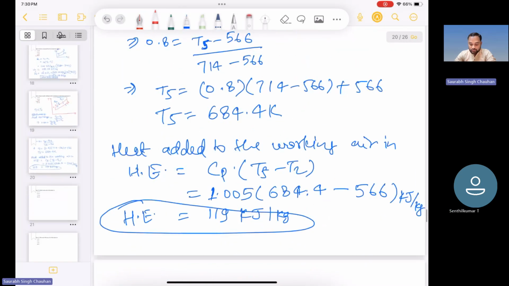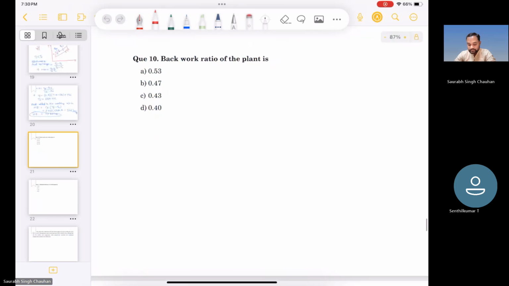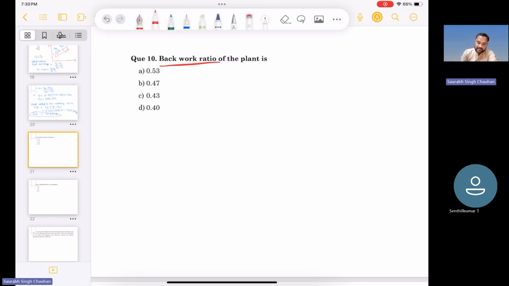Yes, sir. So we move to question number 10. Back work ratio. So you know the work ratio, but it is back work ratio. You know what is back work ratio? Yes, sir. Work on turbine divided by work on compressor. Yeah, it is just the opposite of whatever you are saying. So it is work input to the compressor divided by work output of the turbine. This is the back work ratio.